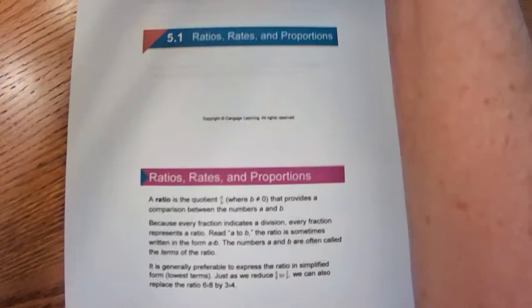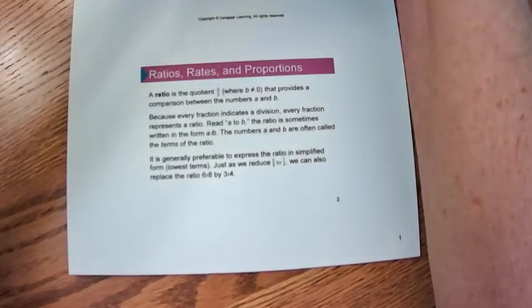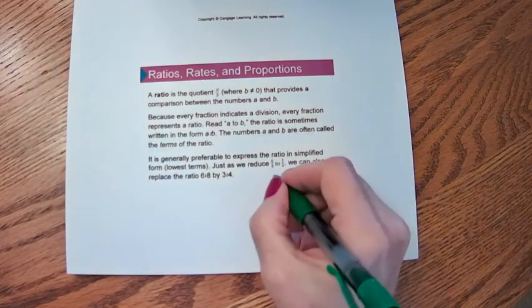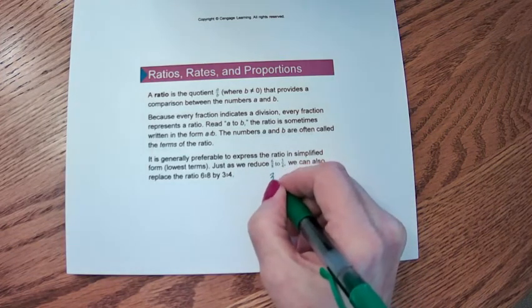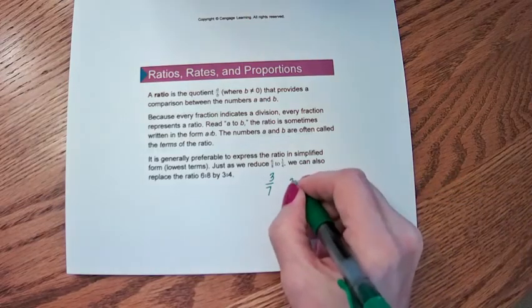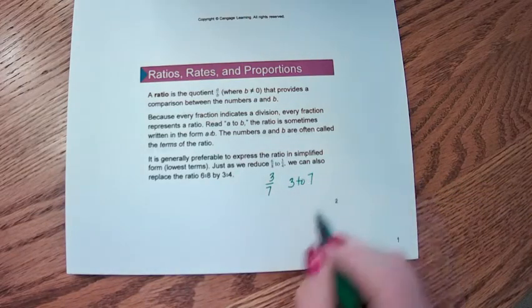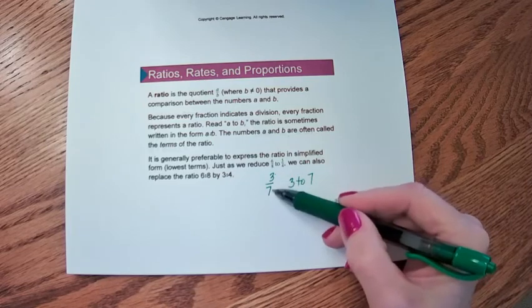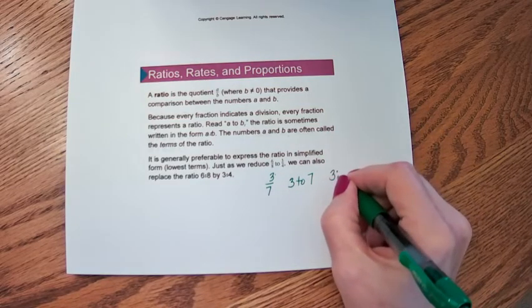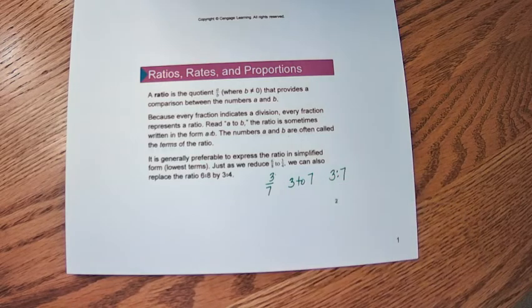So every fraction is a division problem, and every fraction is going to represent a ratio. So if we had the fraction 3/7, in geometry we would read that as 3 to 7. It's in the ratio 3 to 7. Sometimes you would also write it 3:7. So those are 3 ways to write a ratio.